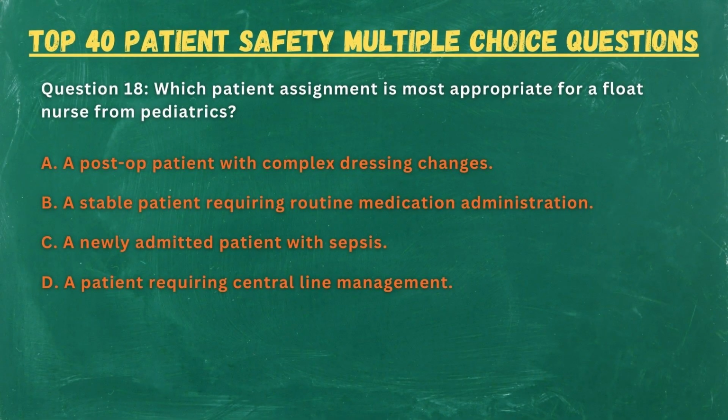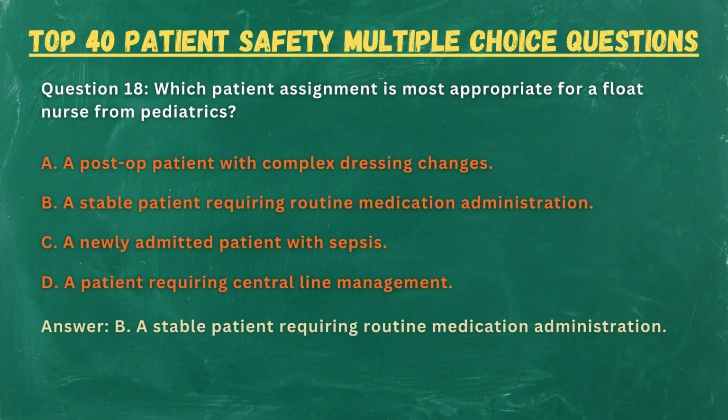Question 18. Which patient assignment is most appropriate for a float nurse from pediatrics? A. A post-op patient with complex dressing changes. B. A stable patient requiring routine medication administration. C. A newly admitted patient with sepsis. D. A patient requiring central line management. Answer: B. A stable patient requiring routine medication administration.